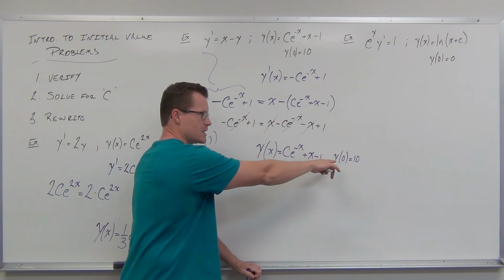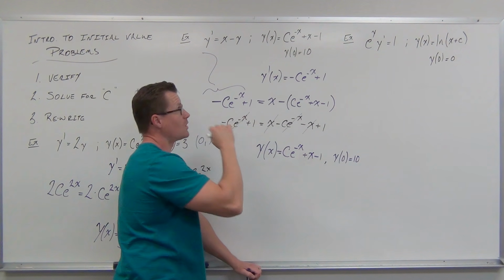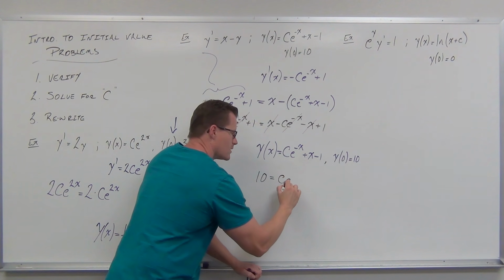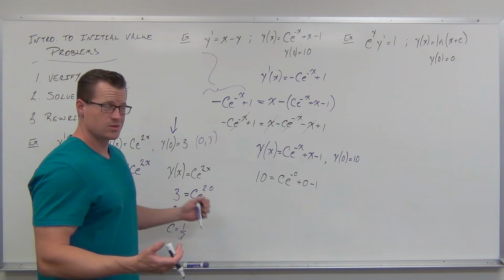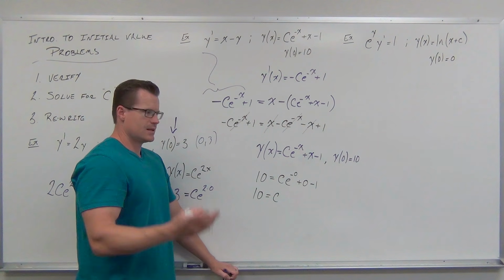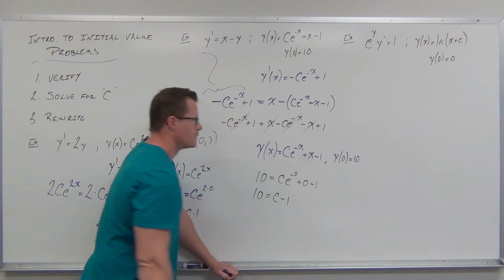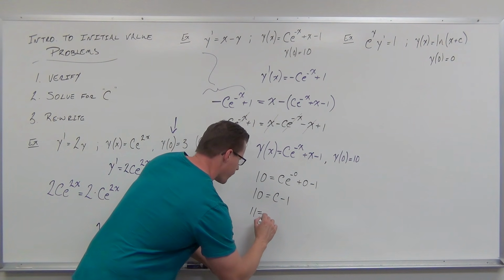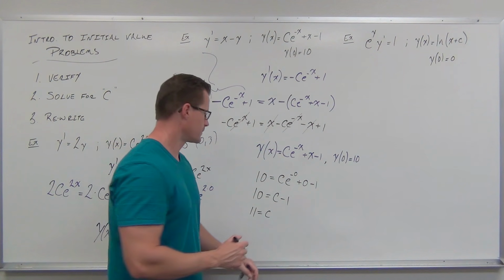X is going to become 0, hopefully you see it, Y is going to become 10, and we're going to solve for C. So Y is 10 when X is 0. Usually these work out pretty nice. E to the negative 0, who cares? E to the 0, that's 1. C times 1 is C. Plus 0 minus 1. If we add that 1 over, C equals 11. Let's just replace that, and then we're done.